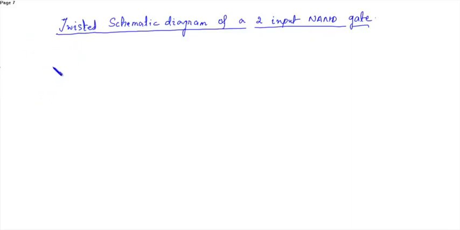When I say the twisted schematic diagram of a 2-input NAND gate, first draw the normal schematic, so that it's easy for converting it into twisted schematic.